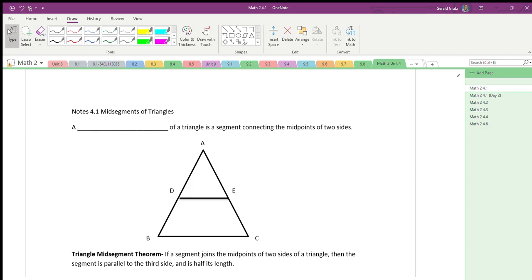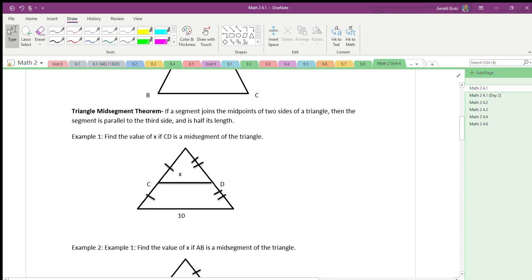A mid-segment means that we have a little line segment right here that touches the two midpoints on a triangle. So D would be the midpoint of segment BA, and E would be the midpoint of segment CA. D is right in the middle, E is right in the middle. When you connect those two midpoints, that creates a mid-segment, and that's what this one is right here. A mid-segment of a triangle is a segment connecting the midpoints of two sides.